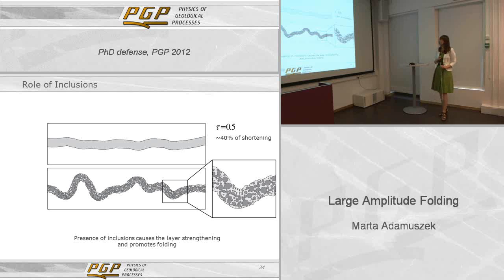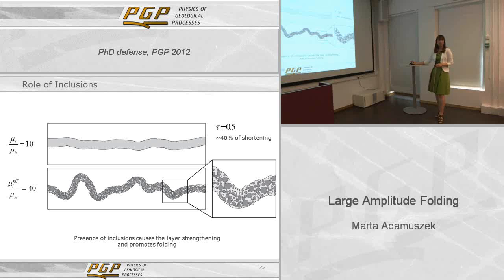These are the two pictures of the simulation after 40% of shortening. And then we see that in the model where I didn't have inclusions, the folds that develop have very small amplitudes. Whereas in the other case, I see that the folds that develop are very prominent. That indicates that the presence of inclusions strengthens the layer.